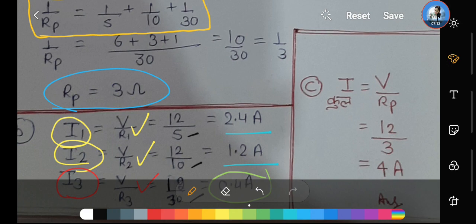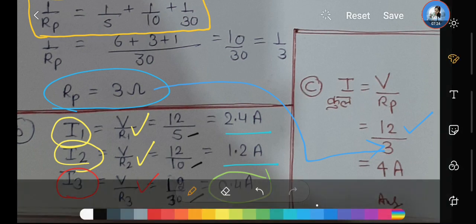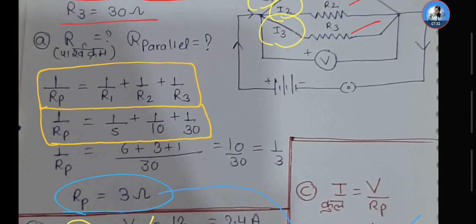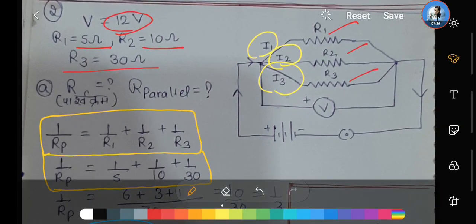Third part is here. You have to find the total amount of the current. Voltage is fixed here, that is 12, and the total resistance is 3 ohm. So the total current is 4 ampere. Okay, I think this question is clear to you. All the 3 parts of example 2 I have introduced to you.